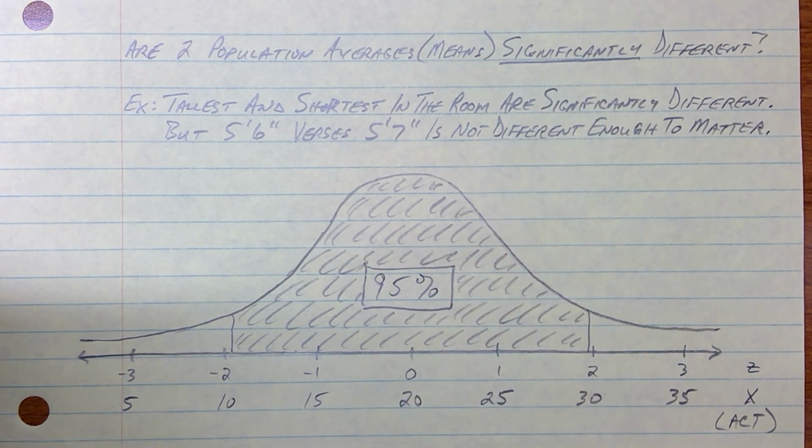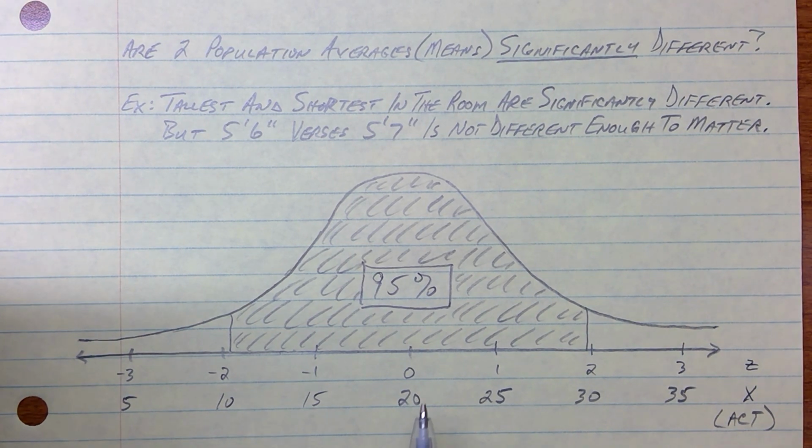Are they significantly different? What I've drawn here is a 95% confidence interval. That's from negative 1.96 to positive 1.96 if I'm using the z-score. Between the 1.96s is 95% of the area. That leaves 2.5% on the left tail and 2.5% on the right tail for a total of 100% if I'm using the z-score.